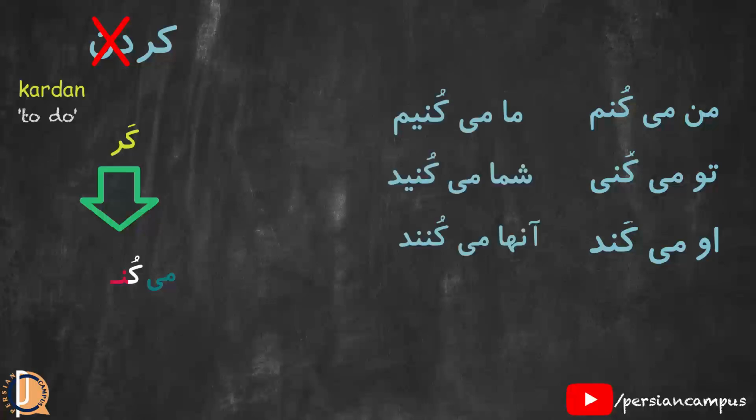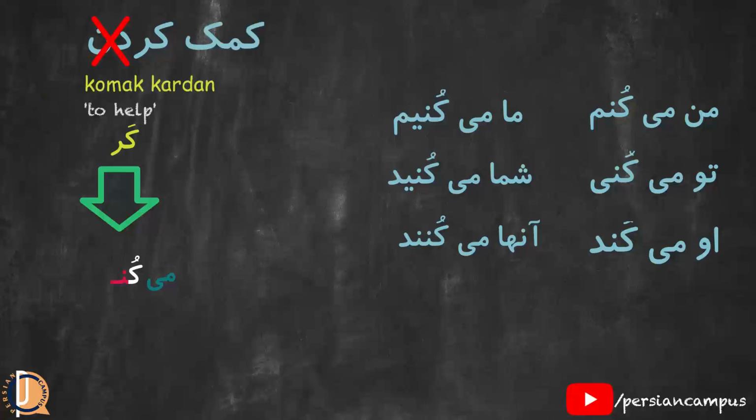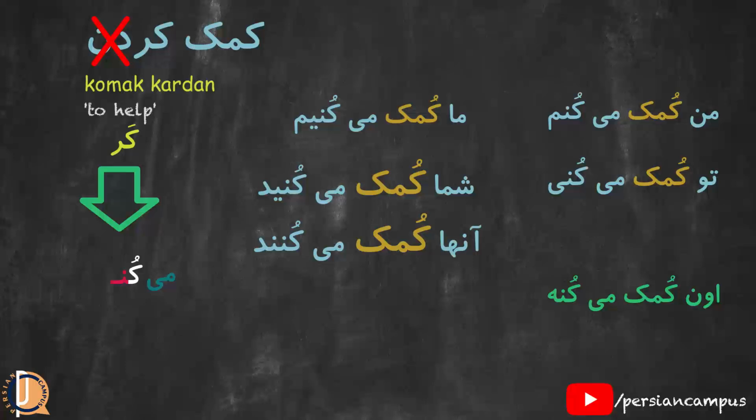Now let's see a compound verb with کردن, and that is کمک کردن. We do the same thing as کردن and then put the non-verbal element between the subject and this verbal element. That would be من کمک میکنم، تو کمک میکنی، او کمک میکند، ما کمک میکنیم، شما کمک میکنید، آنها کمک میکنند. Don't forget about the third person singular and plural. اون کمک میکنه، اونا کمک میکنن.